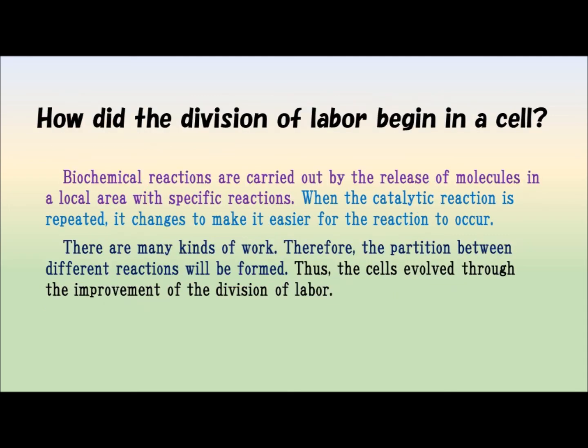How did the division of labor begin in a cell? Biochemical reactions are carried out by the release of molecules in a local area with specific reactions. When the catalytic reaction is repeated, it changes to make it easier for the reaction to occur. There are many kinds of work. Therefore, the partition between different reactions will be formed. Thus, the cells evolved through the improvement of the division of labor.